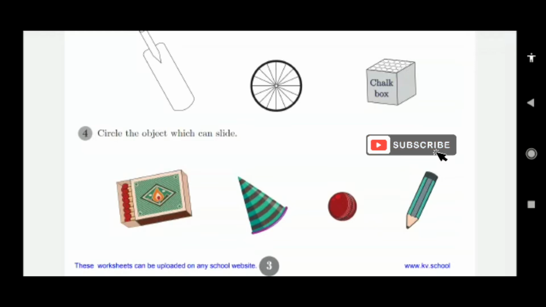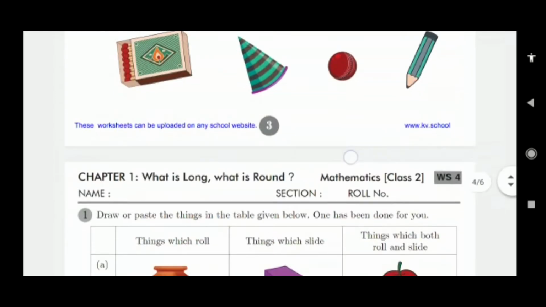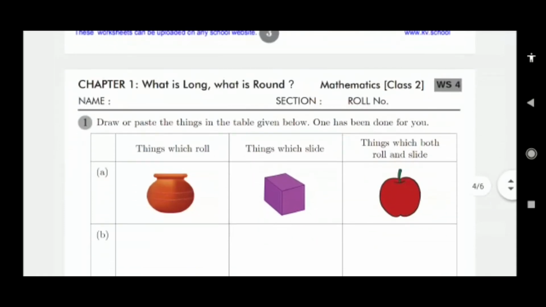Jokers, they wear it on the head. So this is what? It will roll. So leave it. And this is ball. This will also roll. It won't slide. This pencil is also rolls. So only matchbox, you put a tick as it slides. Okay. Right. Then children, what is long and what is round?